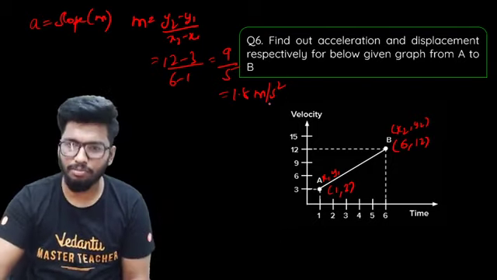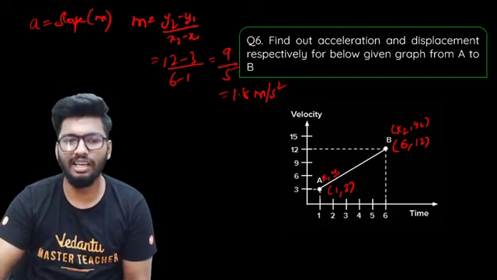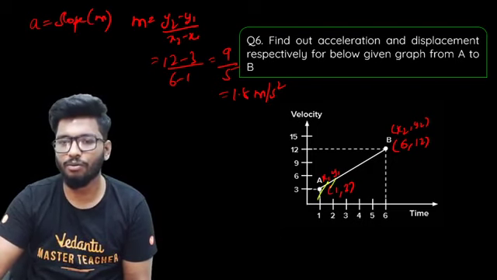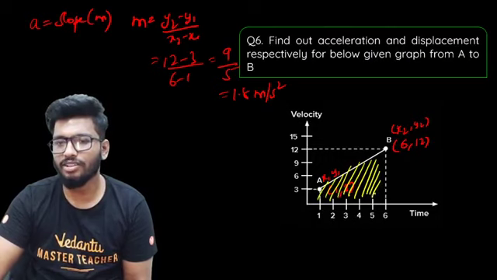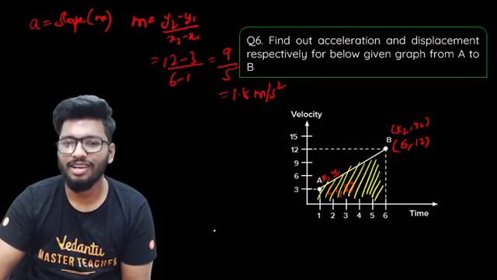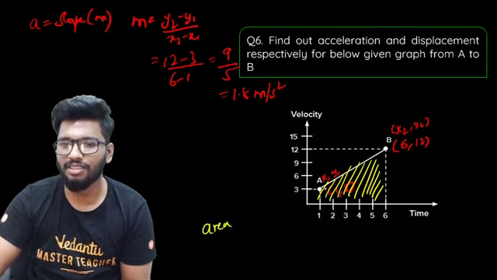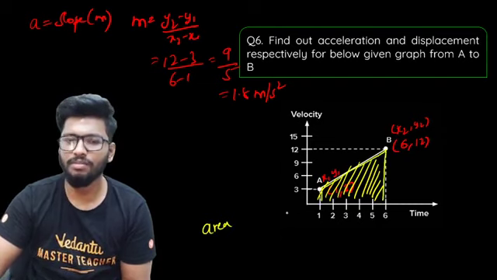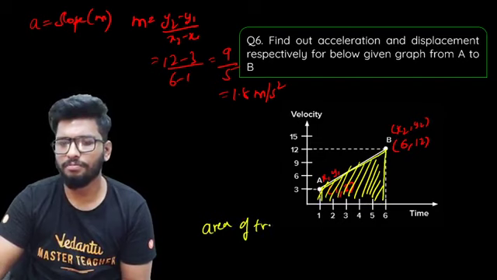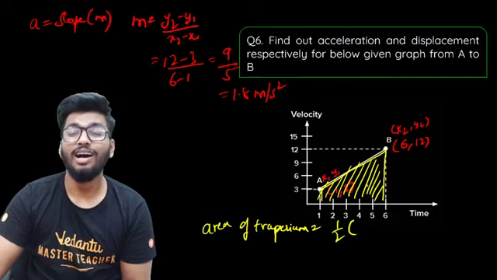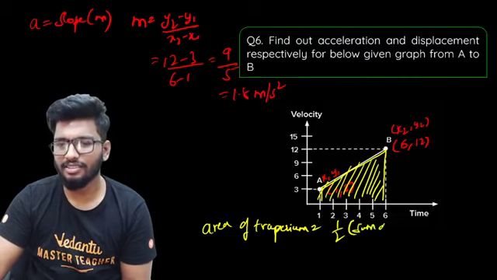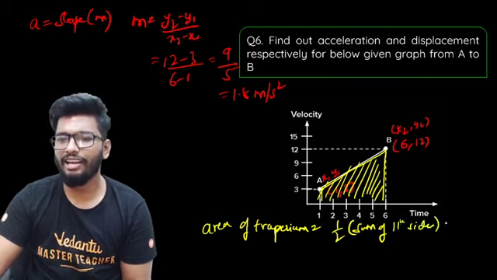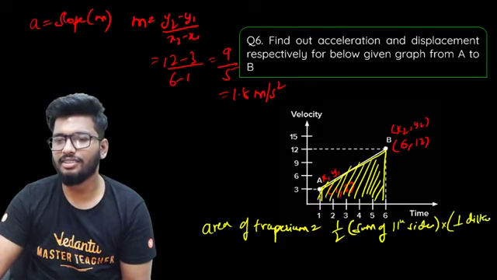Now to find out the displacement, how will you find it? You have to find out the area under the curve. So how will you find out this area? You have to use the area of trapezium formula. This is basically a trapezium. If you remember the formula, area of trapezium is equal to half into the sum of parallel sides into the perpendicular distance between them.